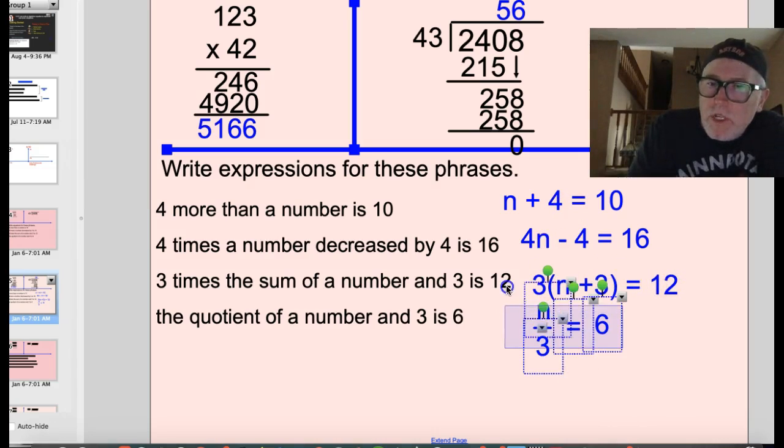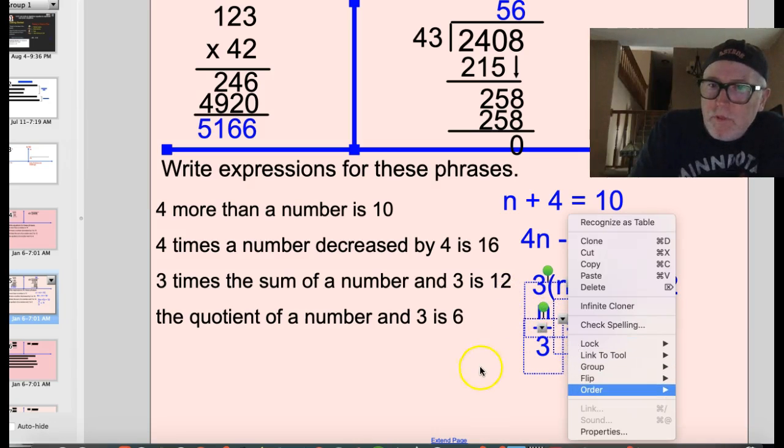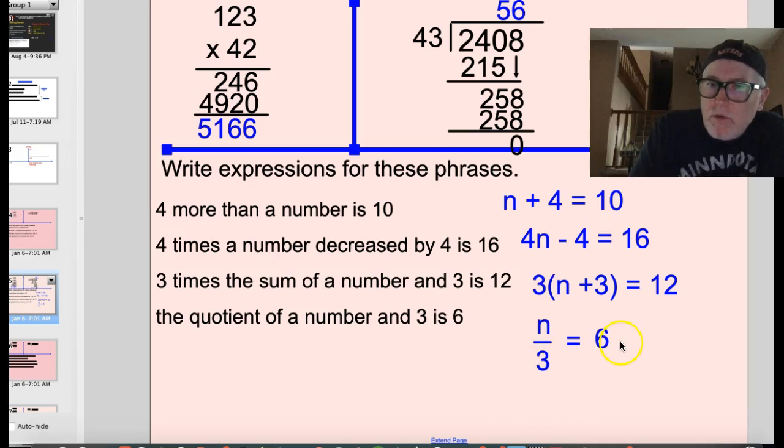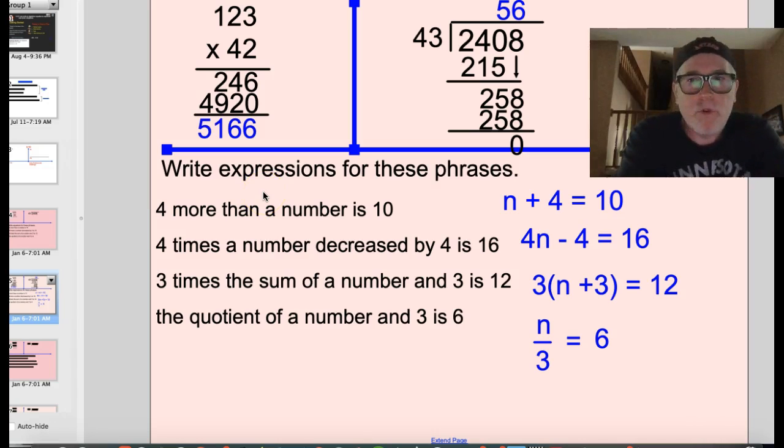And then this one here, slide this down just a touch. Oh, it won't let me. There it goes. The quotient of a number and 3. So here's the number, a number divided by 3 equals 6. Alrighty, there you go. And you are ready for your video. Good luck. Have fun tonight.